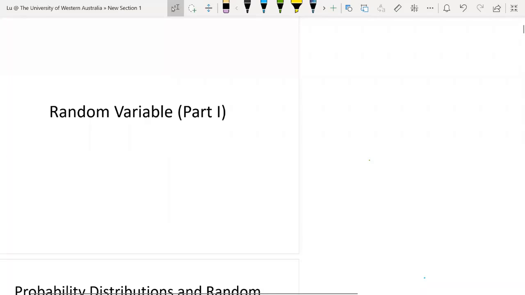Hello everyone, welcome to the first lecture of ELEC 4404 Signal Processing. From this week until week 3, we are going to use 3 weeks' time to introduce the first chapter of your unit reader, which is the random variable. The content introduced in the first chapter will be very important for your future study.